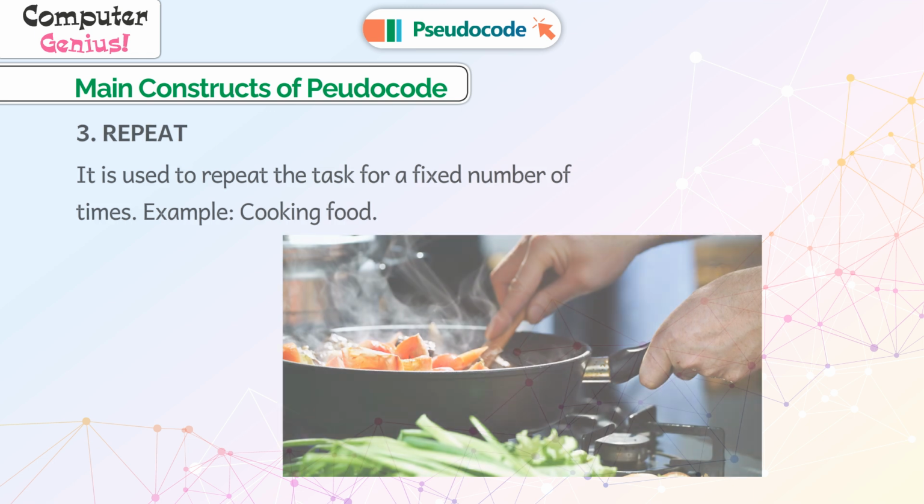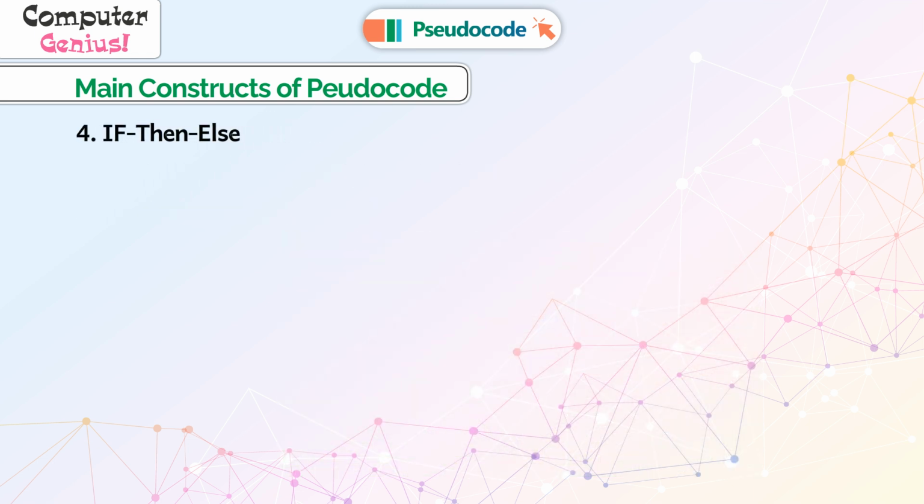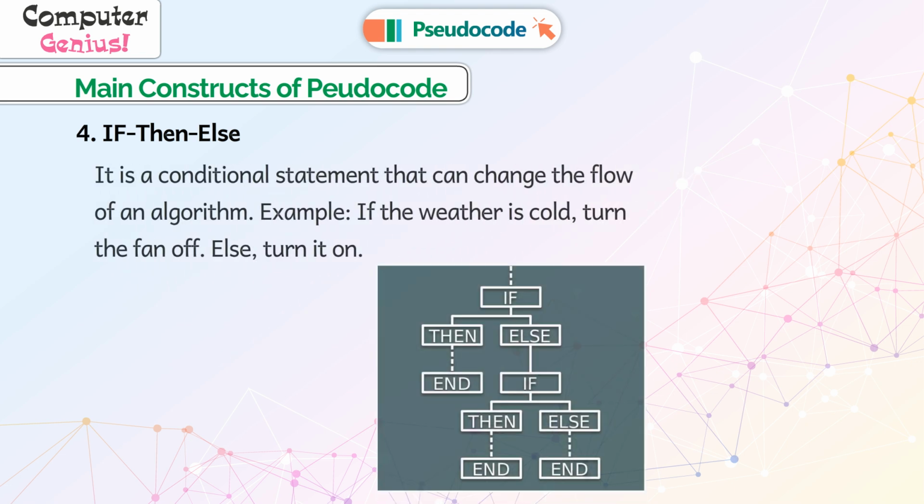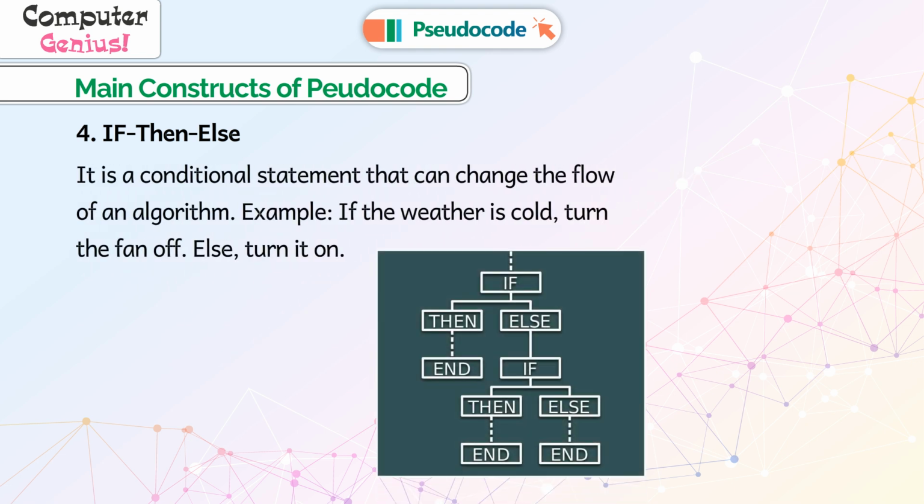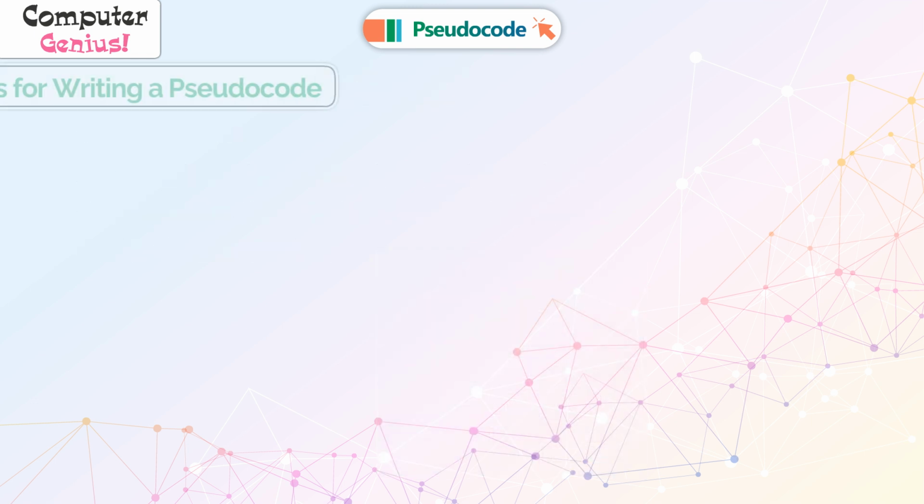Example, cooking food. 4. If, then, else. It is a conditional statement that can change the flow of an algorithm. Example, if the weather is cold, turn the fan off, else turn it on.